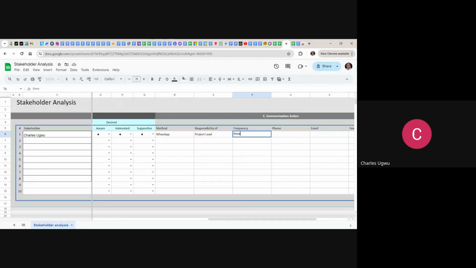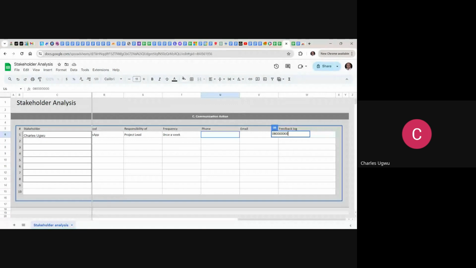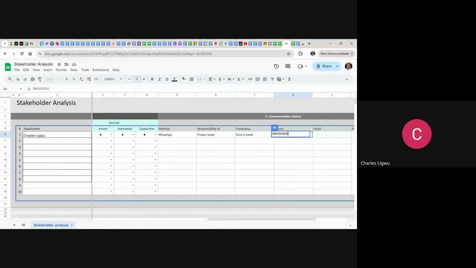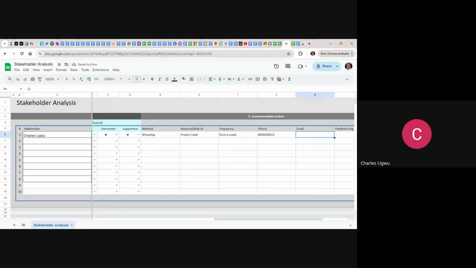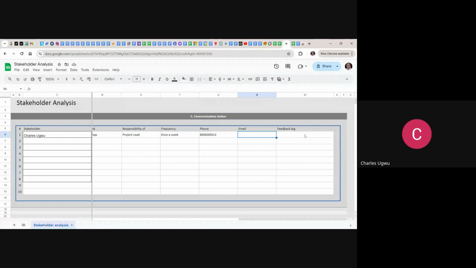once a week, because the method of communication is WhatsApp. Some people can say you can put email. You have to have my phone number, 080, and then if the method of communication is email, you capture my email.